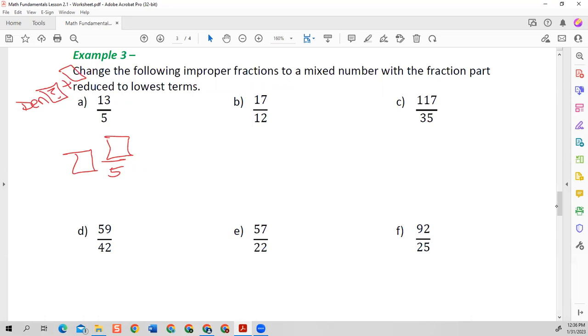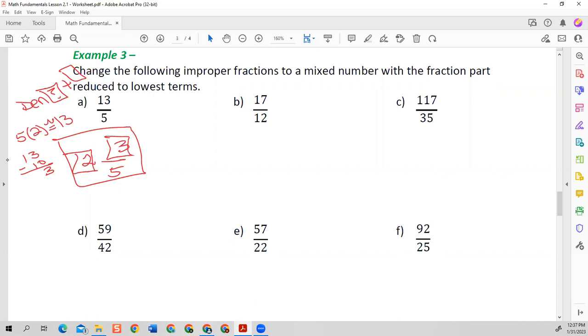Okay, so first things first. The denominator is 5 here, and I need to multiply it to what to get close to 13? Well, I know 2 times 5 is 10, so I'm going to say 2 here. And then I'm going to take that 13 and I'm going to subtract 10 from it, and that remainder is what goes here in the numerator. That's one way to find our answer.